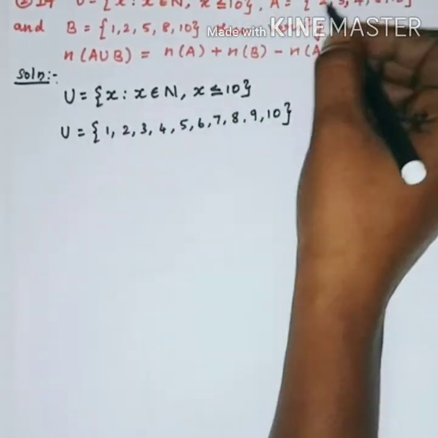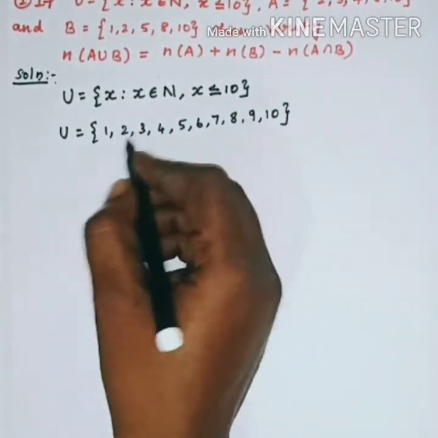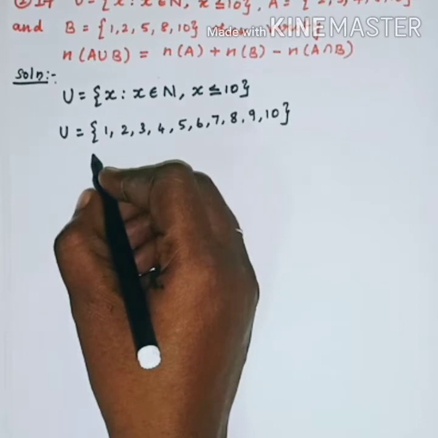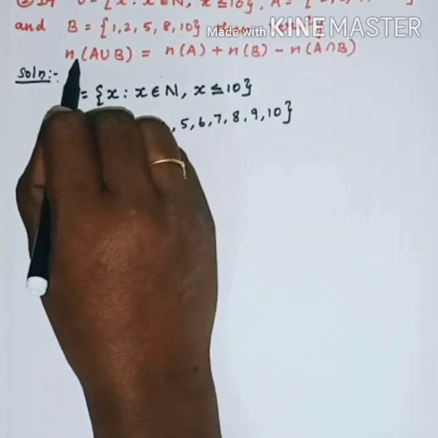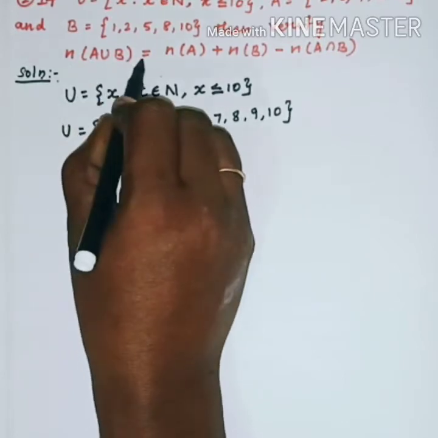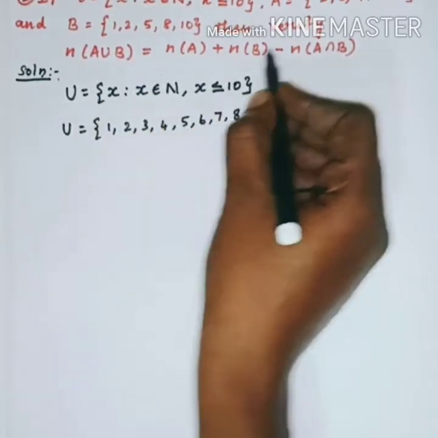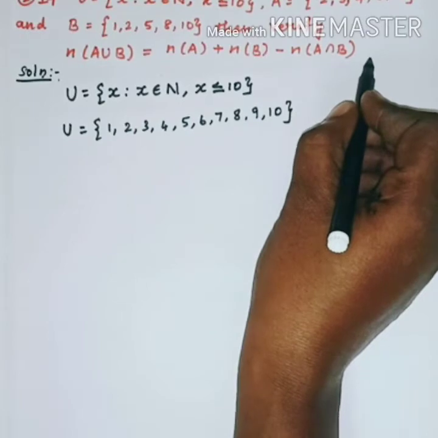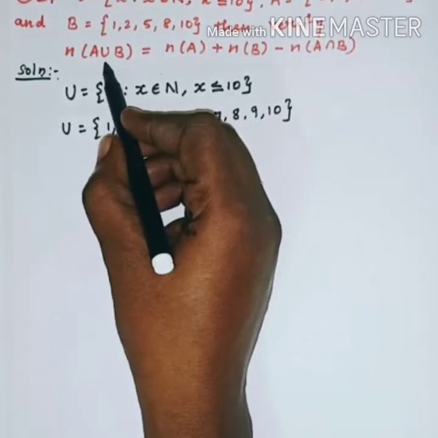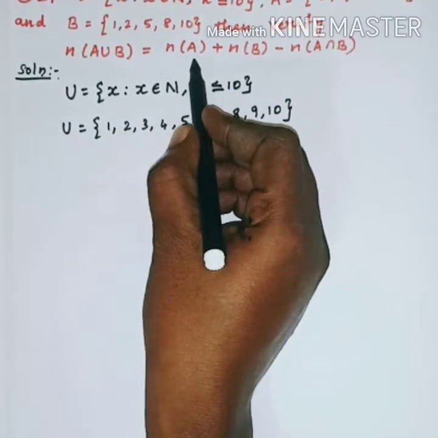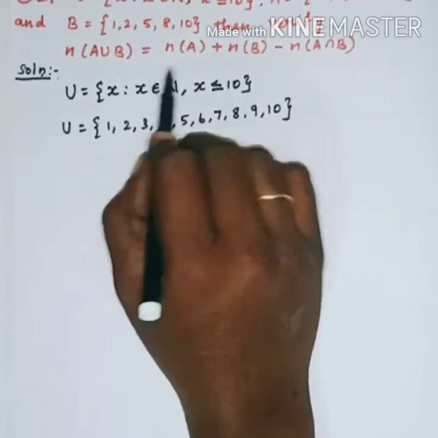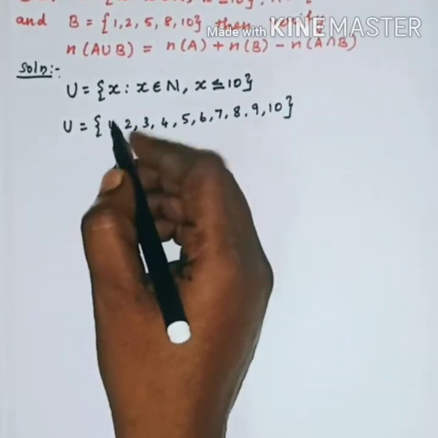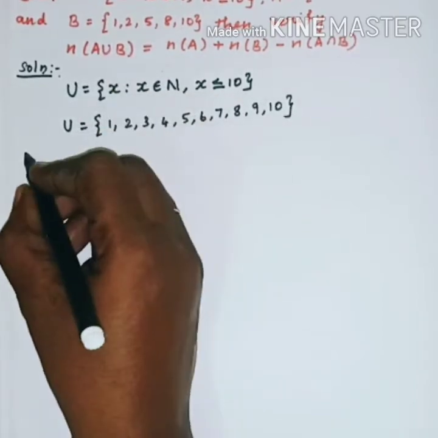Now what are the sets they are given? Find n of U? No need to find n of U. Here they are asking only n of A union B is equal to n of A plus n of B minus n of A intersection B. We have to find the left hand side first and then find the right hand side and prove that both sides are equal. Okay. So take the left hand side first.